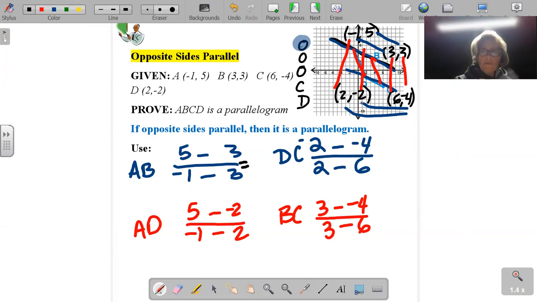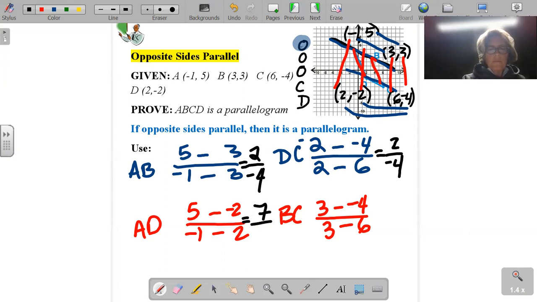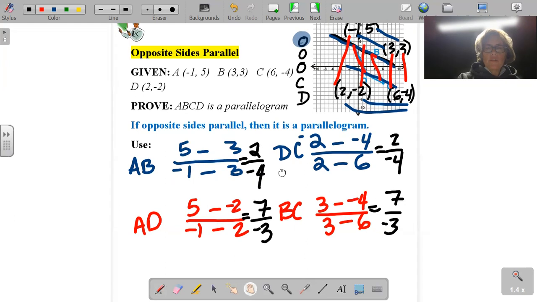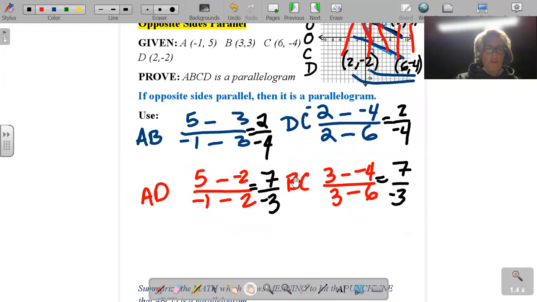Now you simply do your math. You do your own. So the top are both negative 1/2. And both bottoms are also negative 7/3. Congratulations. We have proven it's a parallelogram.